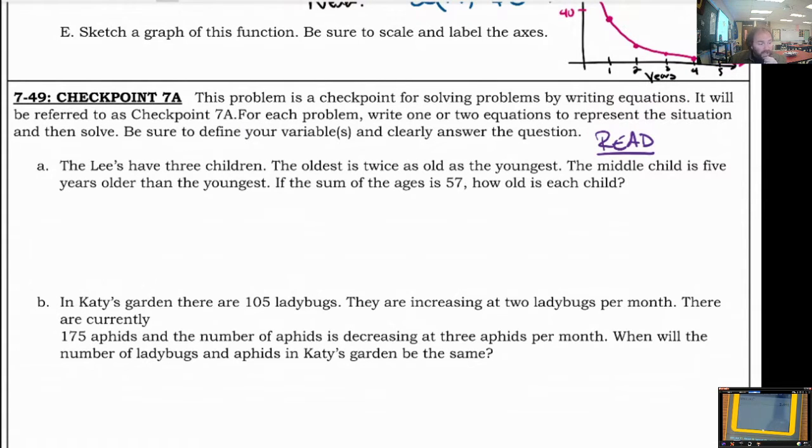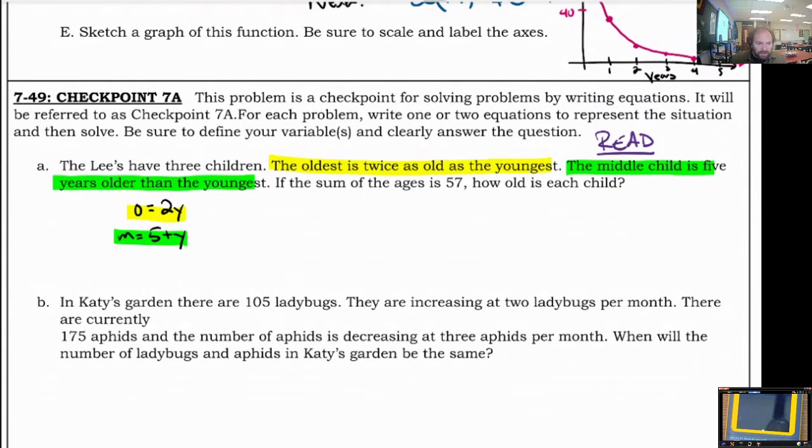Let's talk about question A. The Lees have 3 children. The oldest is twice as old as the youngest. Bam, right there. Already, I'm thinking about O equals 2Y. O for oldest, Y for youngest. The middle child is 5 years older than the youngest. So M equals 5 plus Y. Look at that. Already we've translated 2 English sentences into 2 mathematical sentences.